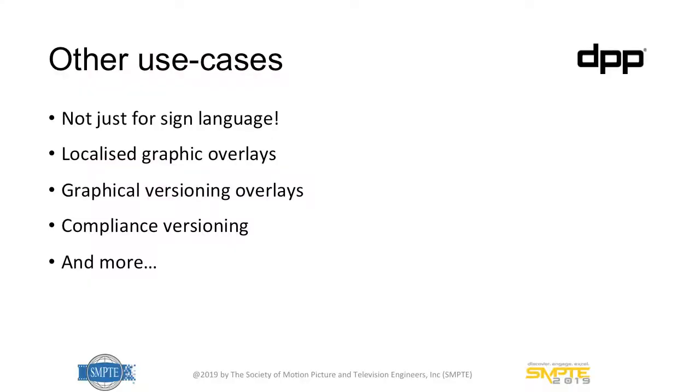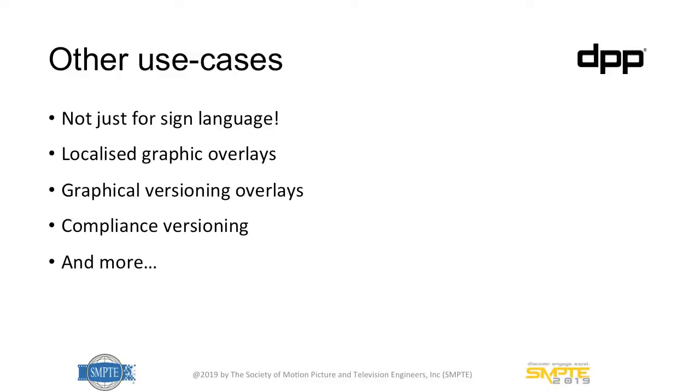And finally, we've said that it's not just about sign language. We think there are a huge number of other use cases for this. So localized graphical overlays, like Dan was talking about with Sherlock, graphical versioning overlays, so any number of different reasons why you might want to overlay different content for different versions of your program, especially when you start layering into an advertising use case. You start to be able to generate automated versions of your commercial. The classic example is your car commercial, which has your local dealership overlaid on the end. Wouldn't it be great if we could automate that whole process?